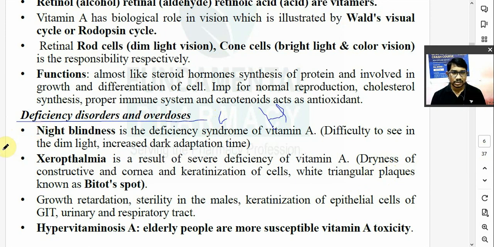तो आपको थोड़ा बहुत भी अंधेरा होगा ना, तो आपको दिखना बंद हो जाएगा. Difficulty to see in the night is known as night blindness, and increased dark adaptation time. तो ये क्या है, डार्क एडेप्टेशन टाइम एक्सप्लेन करता हूँ.